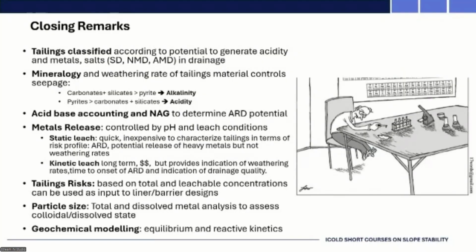Static is quick and inexpensive, but kinetic gives you a lot more data as well. They've both got their place. And then, yeah, your tailings risks are based on what you can leach out through there, and that can be provided as input to liner and barrier designs. And finally, yeah, the particle size. It's a topic that's being discussed really to try and understand how we're going to deal with this colloidal state, because sometimes it is more of a problem than anything else. And all of that goes into geochemical modeling, which I didn't have time for, but hope I didn't bore you with too much geochemistry.